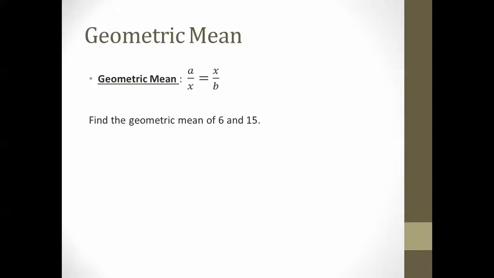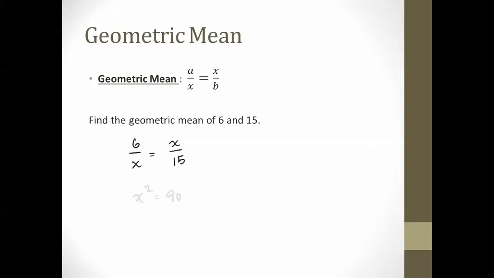Geometric mean. The geometric mean is a over x equals x over b. What this allows you to do is to find the geometric mean for two numbers. So when it says find the geometric mean of 6 and 15, we're going to be plugging 6 and 15 in for a and b.